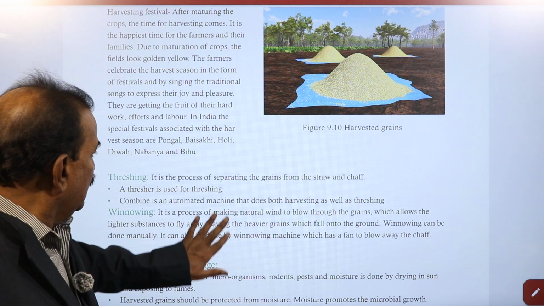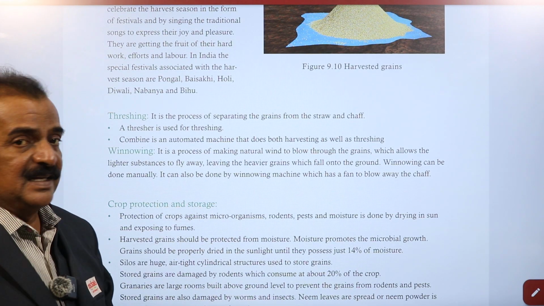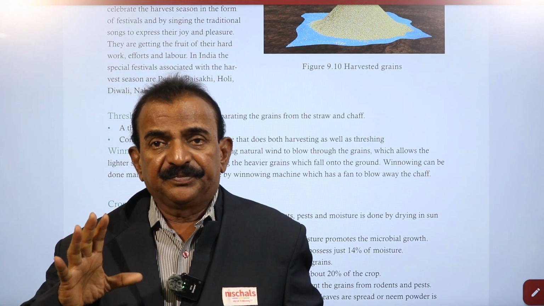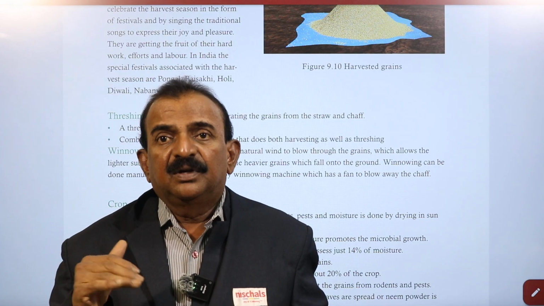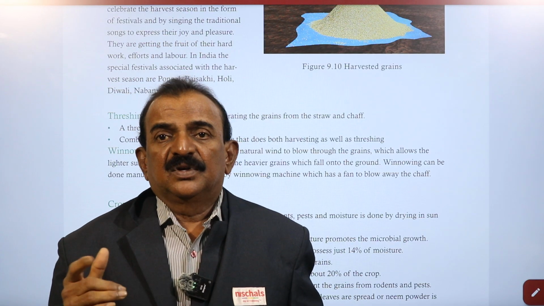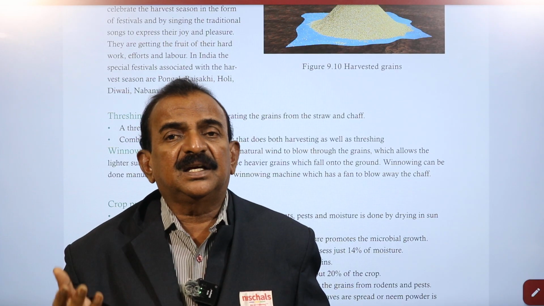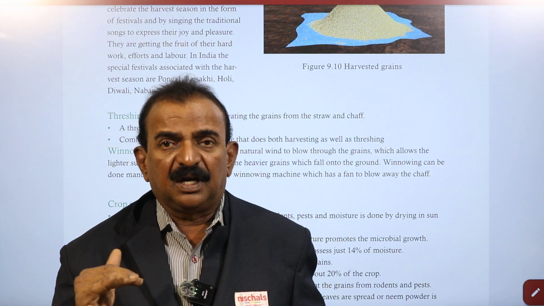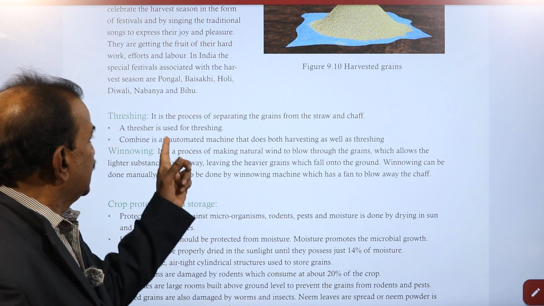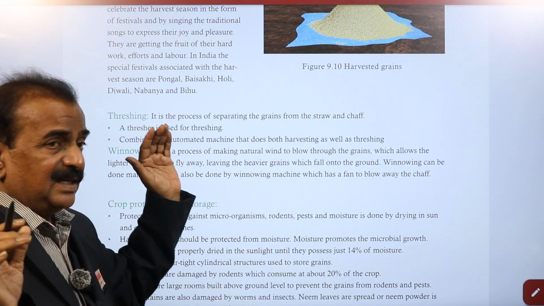Now we need to understand another term, and that is threshing. What is threshing? Threshing is a term we use for separating the seed from the straw or chaff. Threshing is collecting the seed from the straw or chaff of the crop. It is the process of separating grain from the straw and chaff, and that is called threshing.